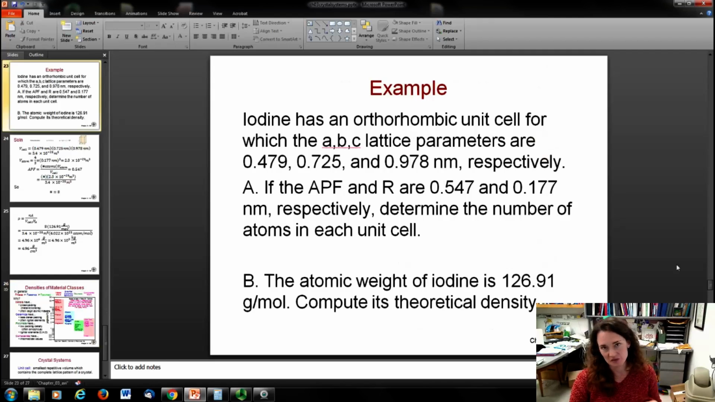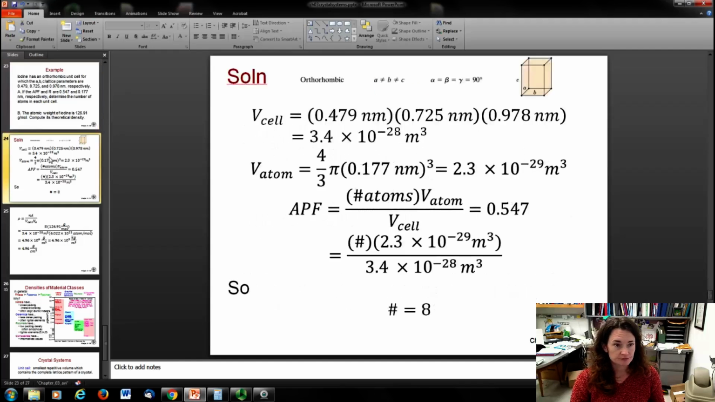All right, so let's do an example problem. Iodine has an orthorhombic unit cell for which the A, B, C lattice parameters are 0.479, 0.725, and 0.978 nanometers respectively. If the atomic packing factor and the radius are 0.547 and 0.177 nanometers respectively, then determine the number of atoms in each cell. And the atomic weight of iodine is given as 126.91 grams per mole, so compute its theoretical density. Okay, so first of all, let's compute the volume of the cell.